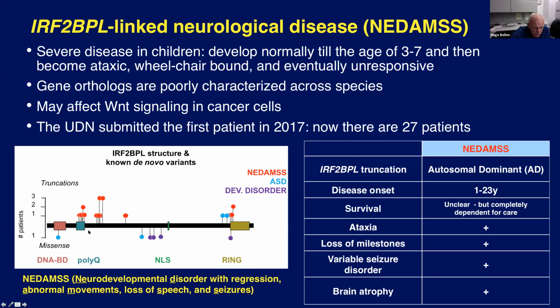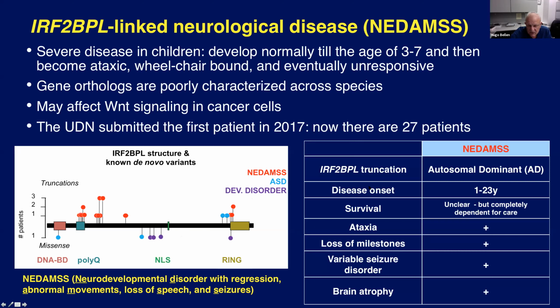And the mutations of those 27 patients are shown here. This protein has a DNA binding domain with a zinc finger, has a nuclear localization signal, and a ring finger. And so the disease by the OMIM database is called NEDMUS, for neurodevelopmental disorder with regression, abnormal movement, loss of speech, and seizures. Not all the mutations in this gene cause NEDMUS. The ones in red here are shown to cause NEDMUS.